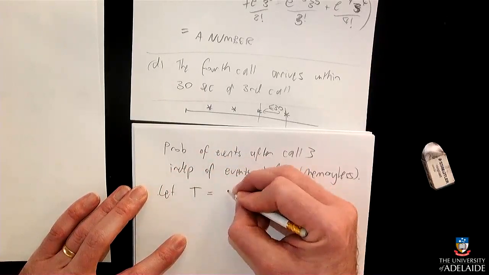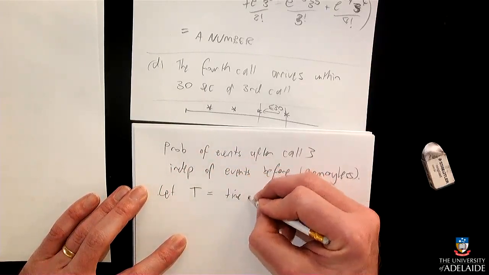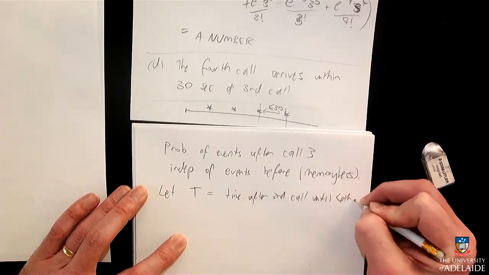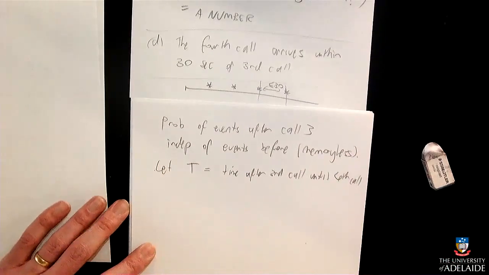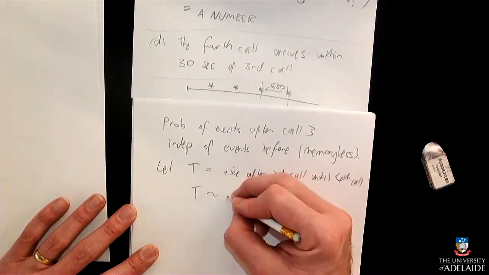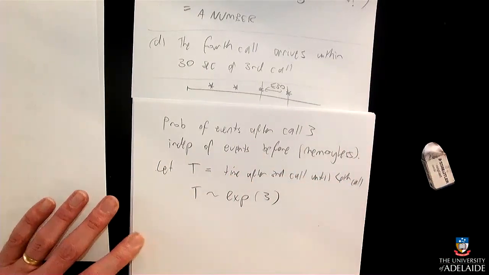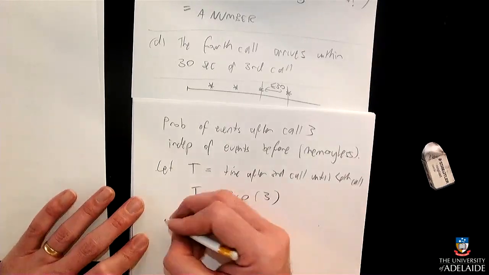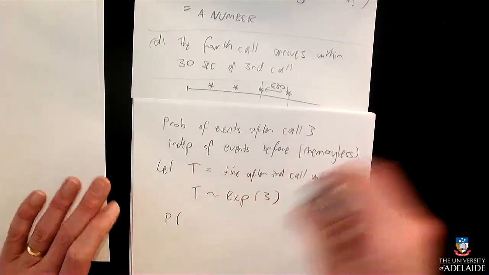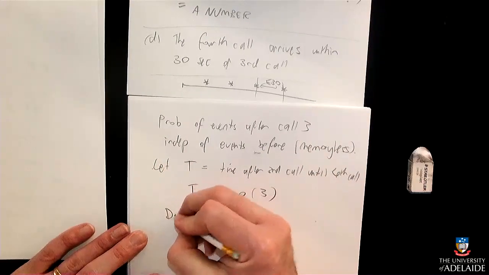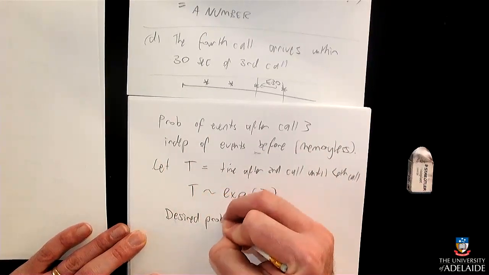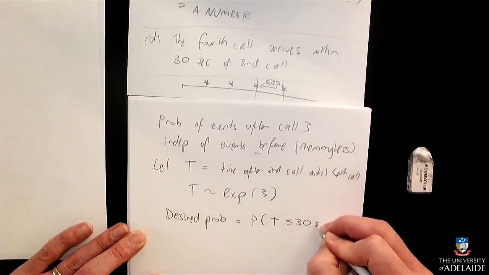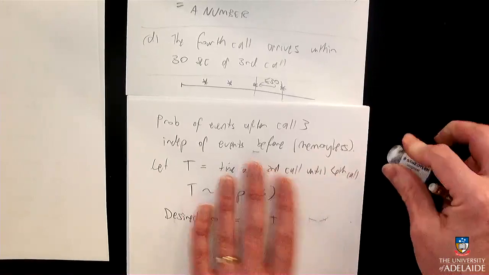And so therefore, let t be the time after the third call until the fourth call, and then that means t is going to be an exponential distribution with rate 3. It doesn't really matter what happens before. So the desired probability is the probability that t is less than or equal to 30 seconds. So in our case that's 0.5 because t was measured in minutes.